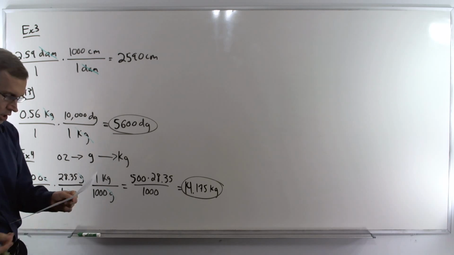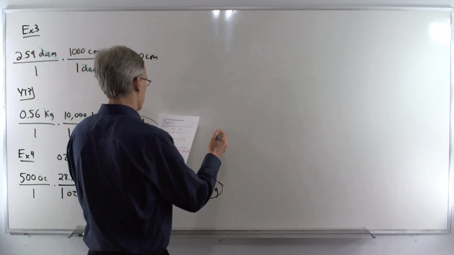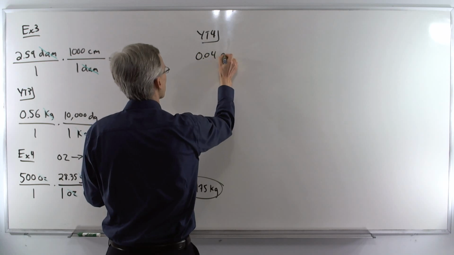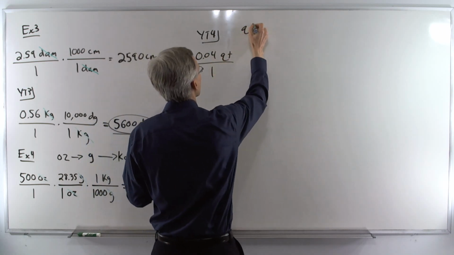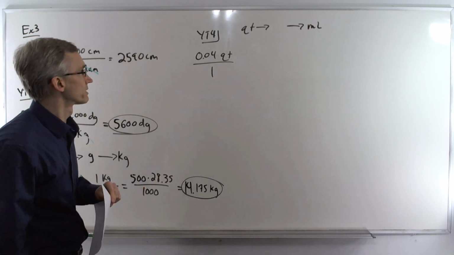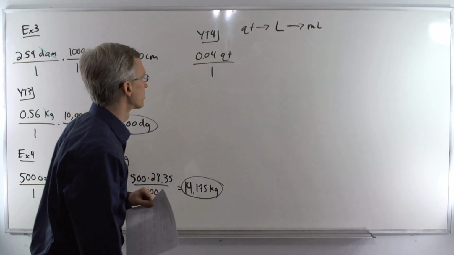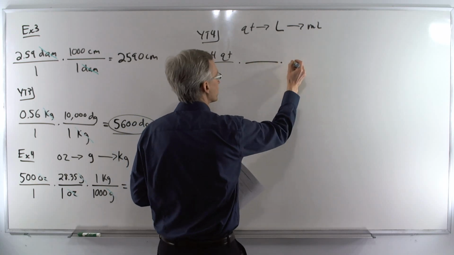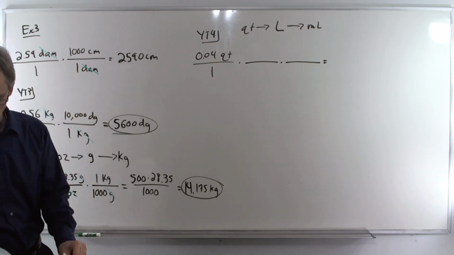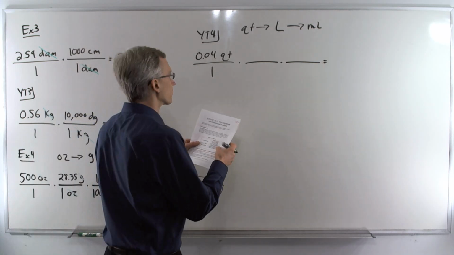Your turn, number 4. We're going to convert 0.04 quarts to milliliters. So from the table, we can do a conversion from quarts to liters, and then a metric conversion from liters to milliliters. So we're going to need two fractions. First, quarts to liters. From the table, units of volume, 1 quart equals 0.946 liter.